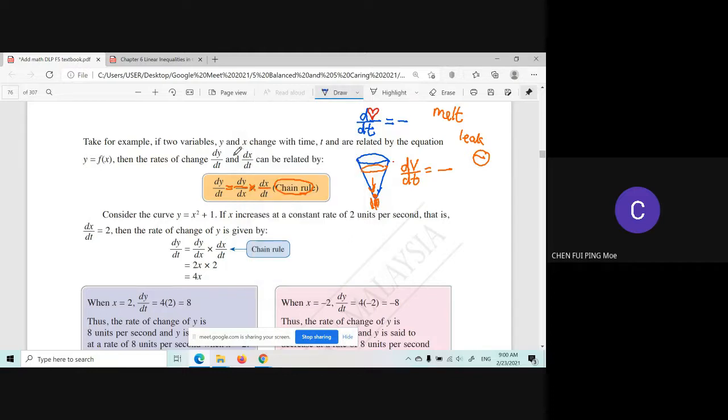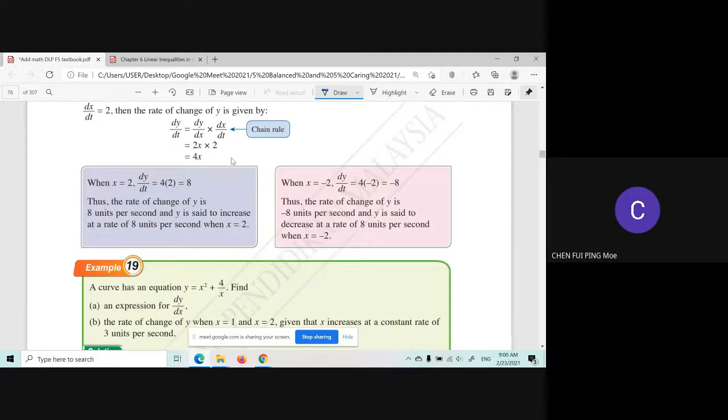How do you build it? dy, you write it here, dy. dt, write it here, dt. So the remaining is d what? Depends on the question. They will give you the other variable. If dx, then both are dx. So let's look at the example here.